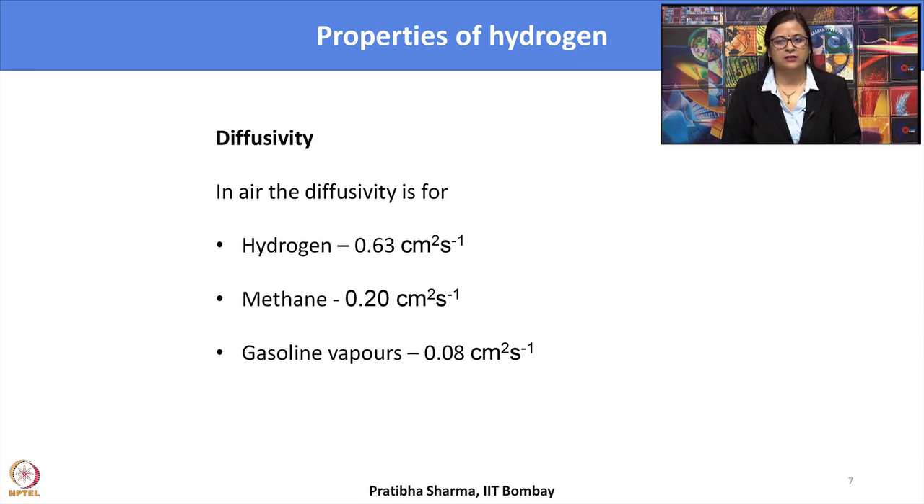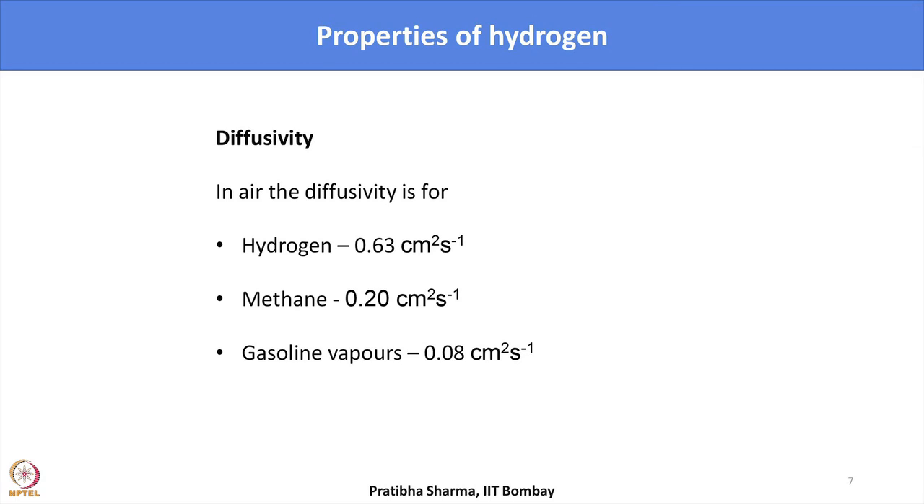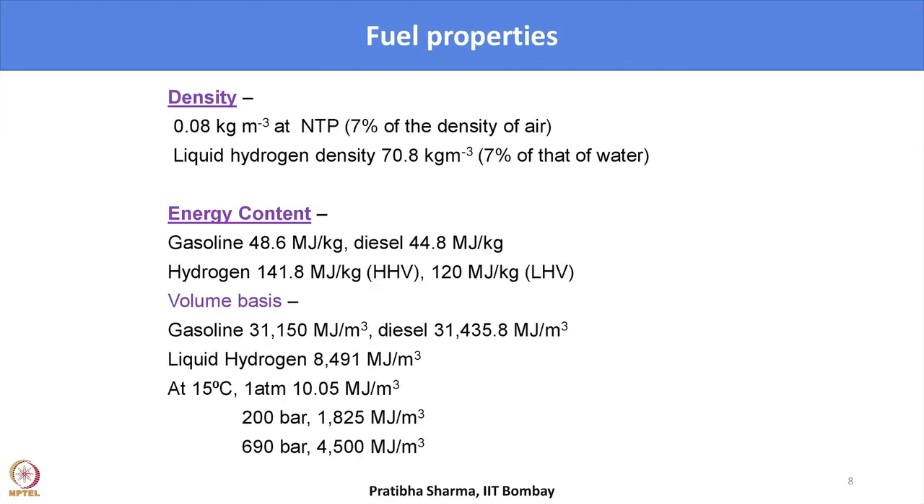Even if there is an ignition source, the flames produced because of hydrogen are vertical and localized flames. The density of hydrogen is very low. Under density, we know that it depends on the temperature and pressure we are talking about. For hydrogen at NTP, this is 0.0899 kg per meter cube.